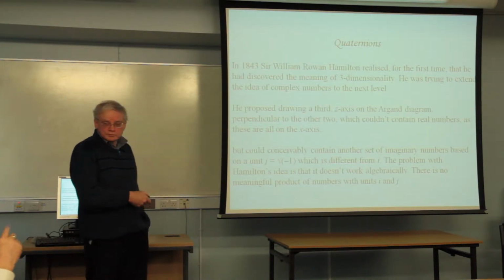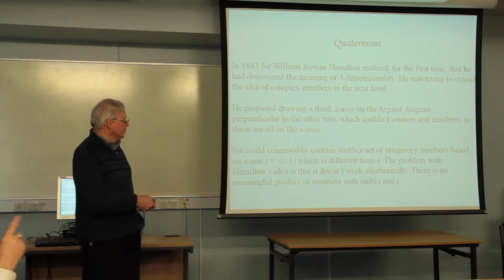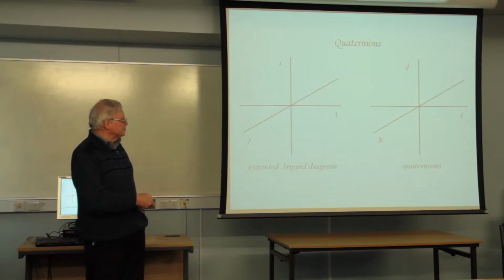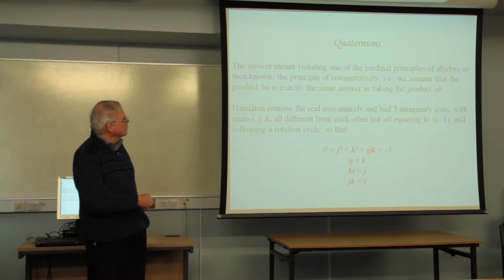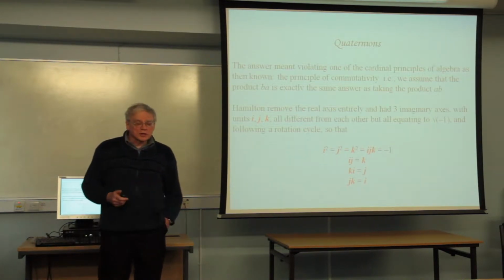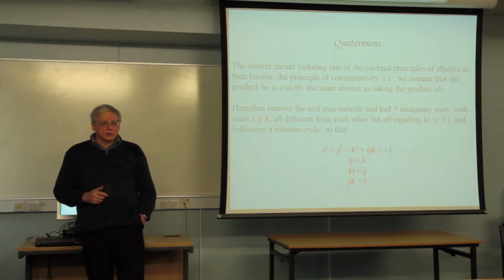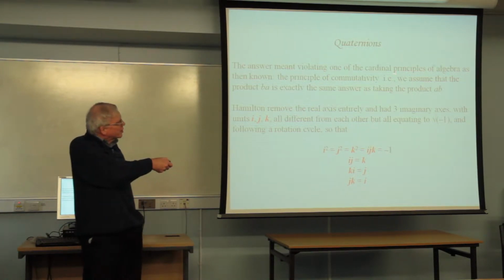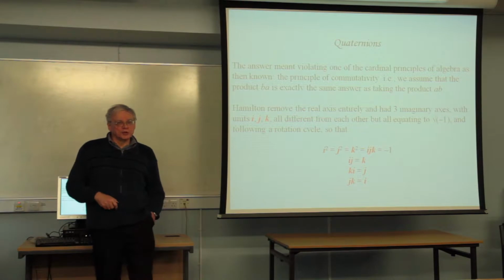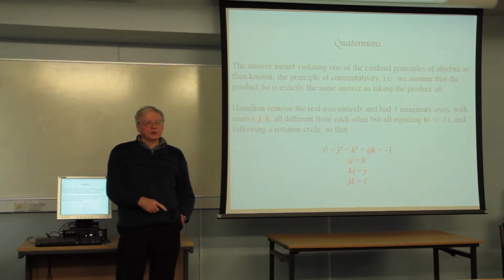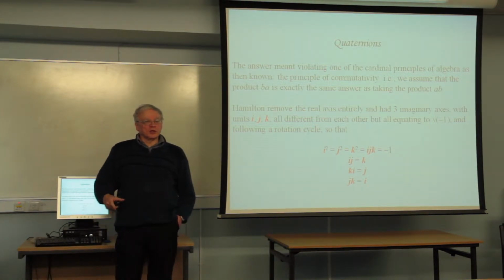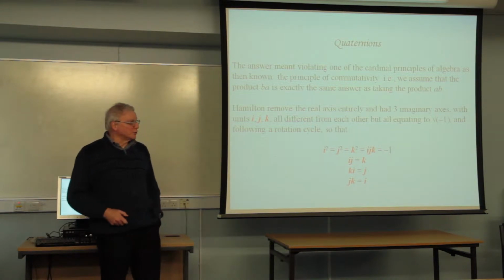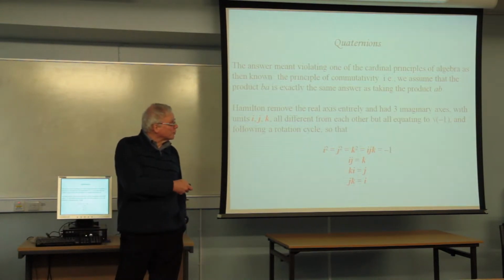I, J and K are root minus 1. Three orthogonal directions. Correct. So it's an abstract concept. Yeah, it's not a thing. However, there was a problem which he felt wouldn't be a problem in the end, and that was that you had to violate a cardinal principle of algebra, and that was commutativity. If A times B is no longer equal to B times A, then you violated commutativity, and that's what happens with these quaternions.